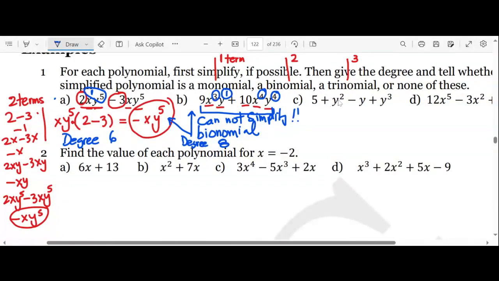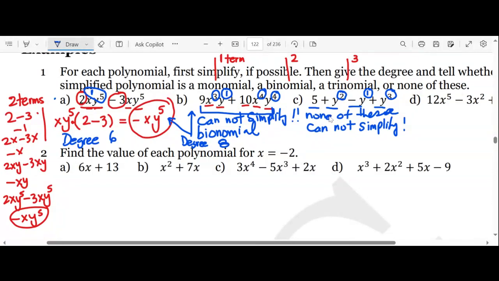Next one. 5 plus y squared minus y plus y cubed. First, how many terms? 1, 2, 3, 4. 4 terms. Okay. So it's none of these. Now, can I simplify it? Cannot simplify it. إذا حطيت هذا زائد 2 ناقص 1 تطلع ألفا ولا؟ Because they are not the same power, right? This is 2, this is 1, this is 3. I cannot add or subtract.